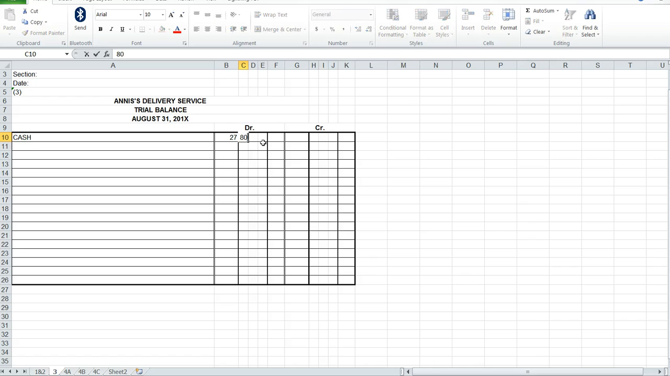27,800. You have to play with each. You have to individually enter the digits, which is really asinine. But that's the way Pearson and company did it.